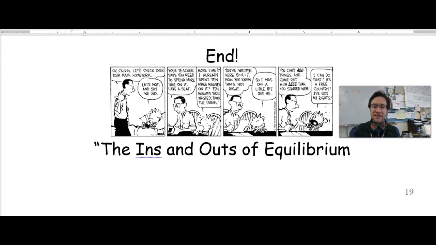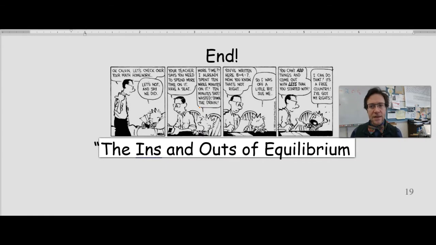So to practice this, it's going to be ins and outs of equilibrium, and we'll do that next time.